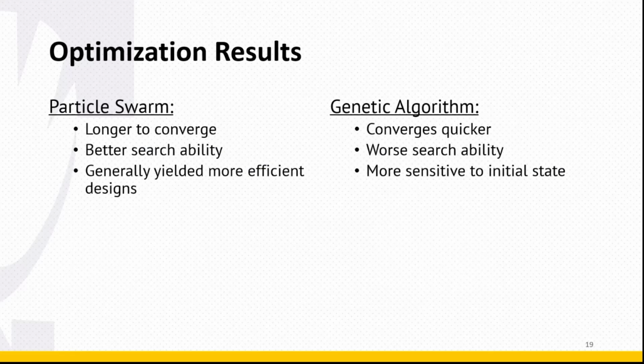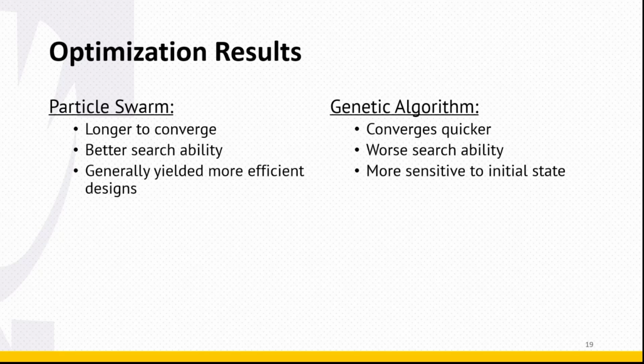So some general trends that we can observe from the optimization behavior side is that the particle swarm runs did take longer to converge. It took longer for the particle swarm to settle out to a certain value. And in some cases, as was seen in the previous few slides, sometimes it didn't settle out to a single point at all.